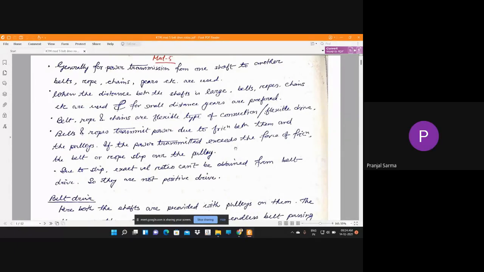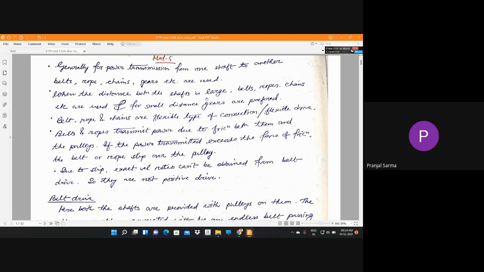Okay. So in the last module, we discussed gear drive, where we saw that we use gear drives for transmission of motion or power from one shaft to another. Apart from gear drive, there are other means of power transmission from one shaft to another, like belt drive, rope drive, chain drive, and of course the gear drive.